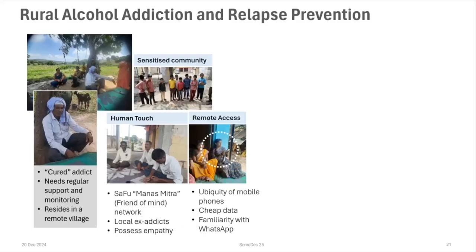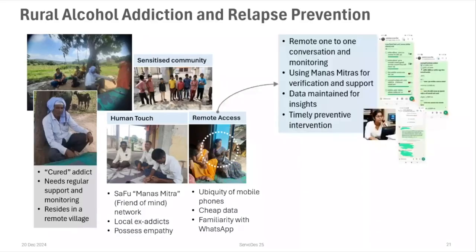And another important thing is there is remote access, through mobiles. India has, for anyone from elsewhere in the world, one of the cheapest, if not the cheapest, data access, so you can leverage that. All this was used by Safu, and the solution was already decided to work further on that. How can remote one-to-one conversation and monitoring happen?